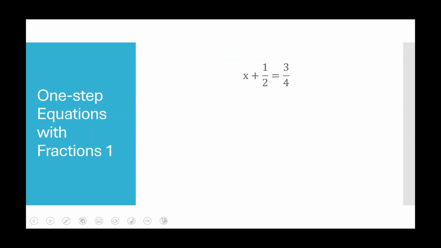All right, when you see fractions, we're going to not panic. We're going to do exactly what we've been doing this whole time, just with a fraction, right? So we had plus 1/2. We're going to need to subtract 1/2. We're going to do it on both sides of the equation.